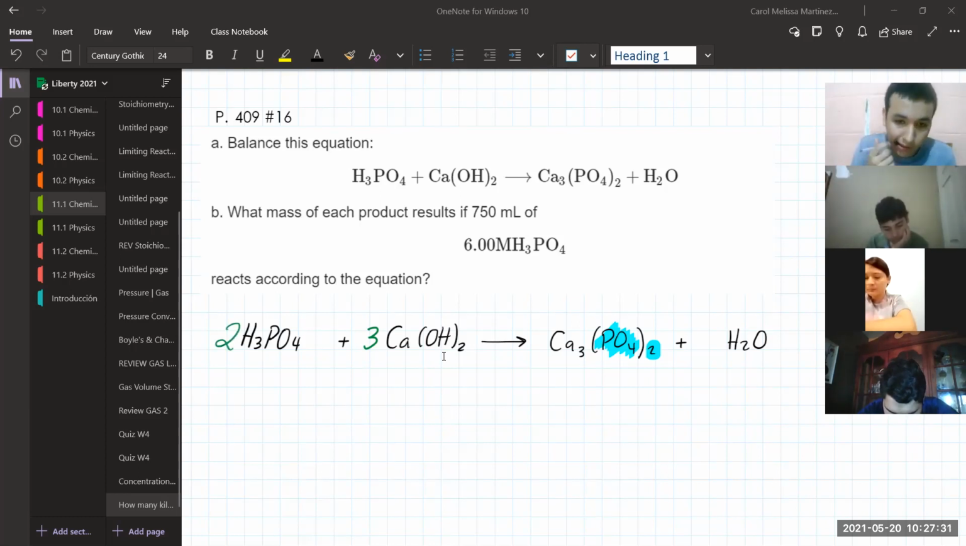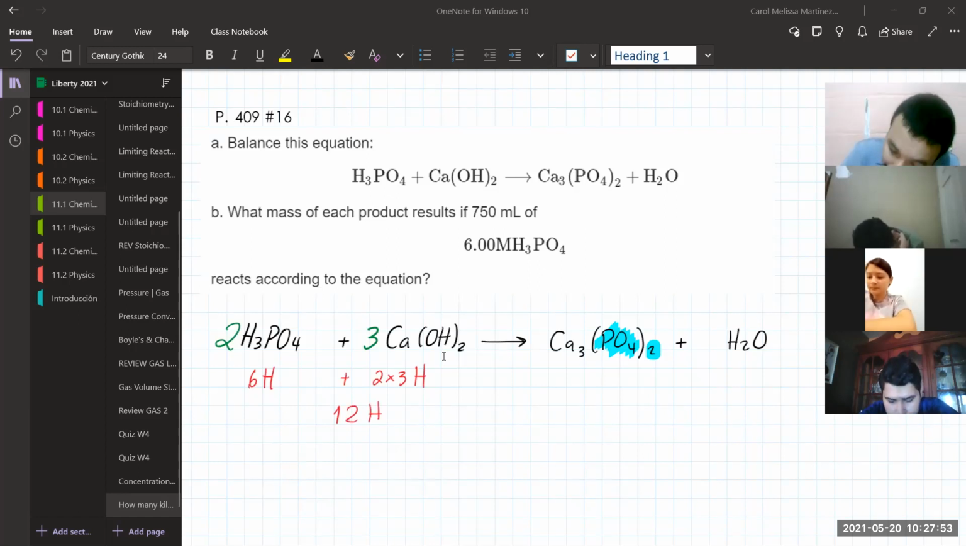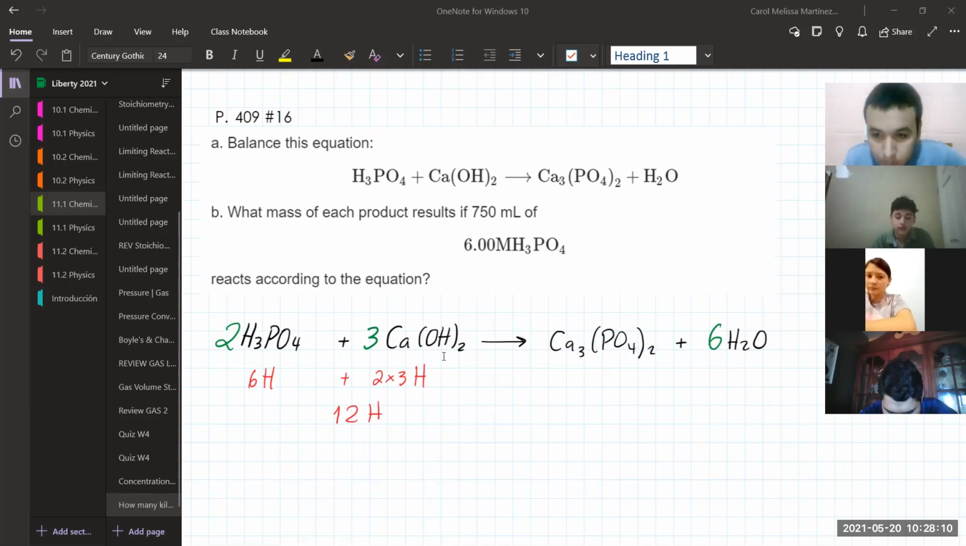And now I see the amount of hydrogens. Here I have 6 hydrogens plus, and here I have 2 times 3 hydrogens. So in total I have 12 hydrogens. So in my product I need to have 12 hydrogens, and to have 12 hydrogens I need to multiply times 6. And with this my equation is already balanced. Now you can balance as I told you. It's going to take longer, but still it's going to be balanced.